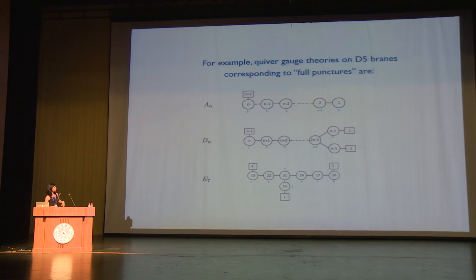So from this you can read off the quiver. For example, if you want something that's called a full puncture, the results are as follows. For An, you get this quiver. For Dn, you got this. For E7, say, you got that. And so forth.